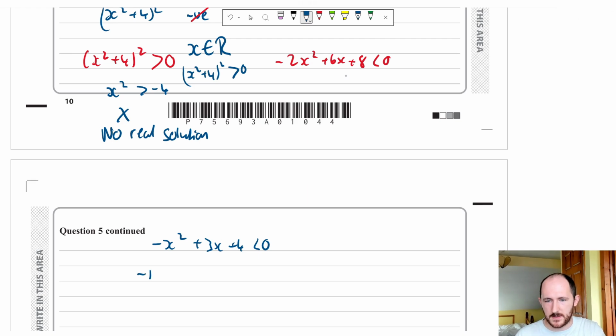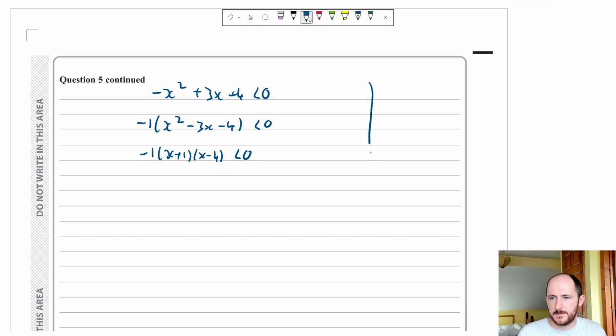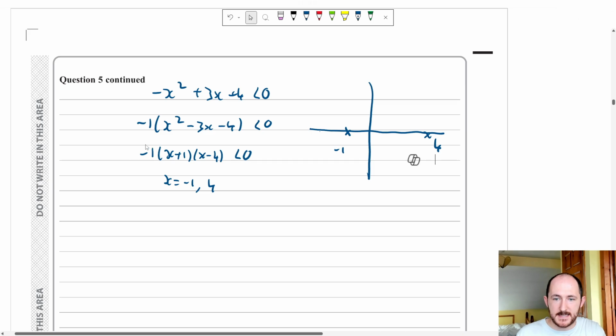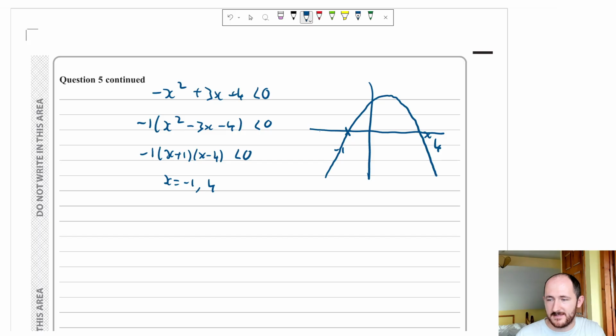Let's factorize out a minus 1 as well. So now it's going to be minus 1 times x plus 1, x minus 4, less than 0. So if I draw out that graph, it crosses at minus 1 and 4, so over here and over here. But because it's a negative quadratic, it's going to be a big sad face. Alright, let's say 4 is over there.